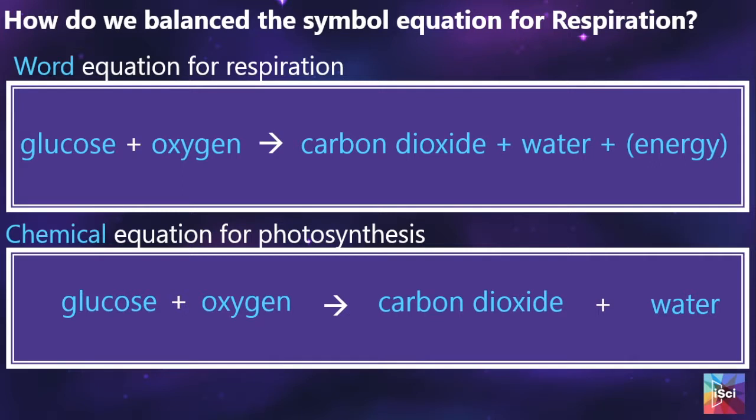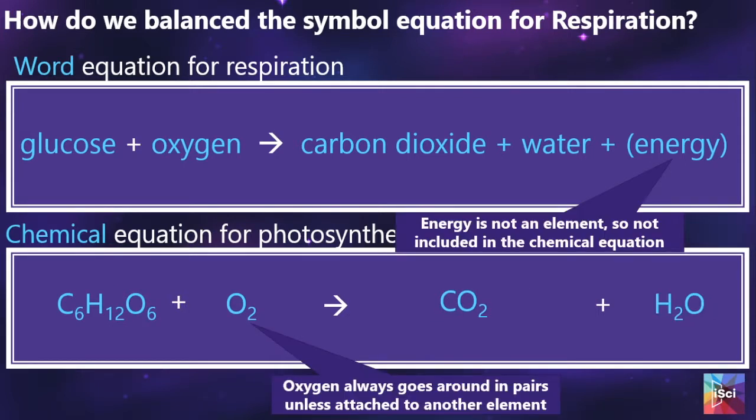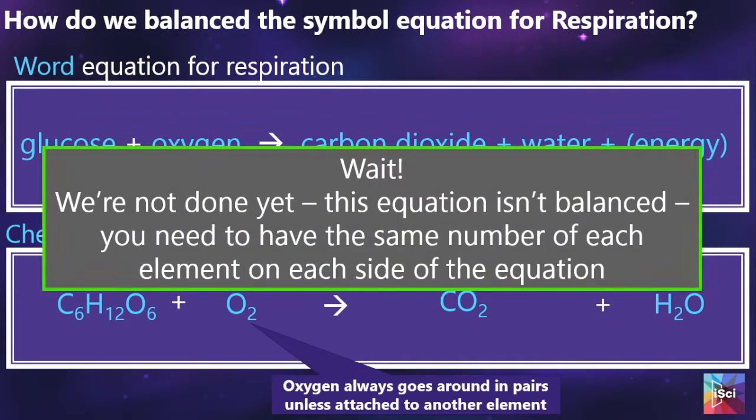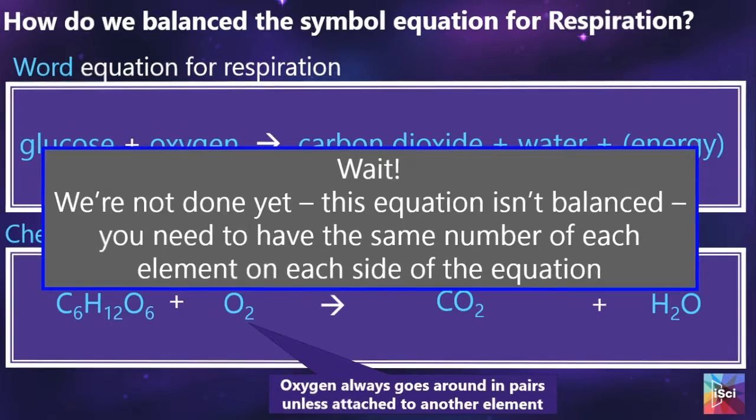So firstly, these are the symbols that they will have got from using NanoSymbox. Point out why we're not including energy, and we're pointing out that oxygen goes around in pairs unless it's attached to something else. And then we have to point out that actually this isn't balanced.